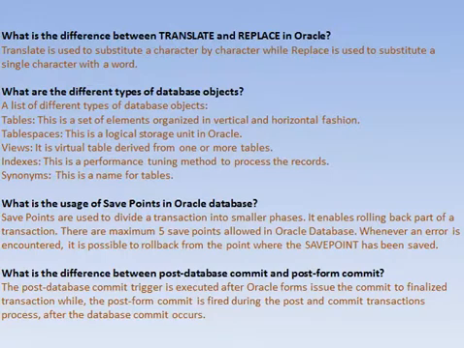What is the usage of save points in Oracle database? Save points are used to divide a transaction into smaller phases. It enables rolling back part of a transaction. There are a maximum of 5 save points allowed in Oracle database. Whenever an error is encountered, it is possible to roll back from the point where the save point has been saved.